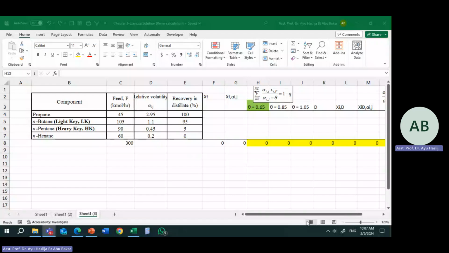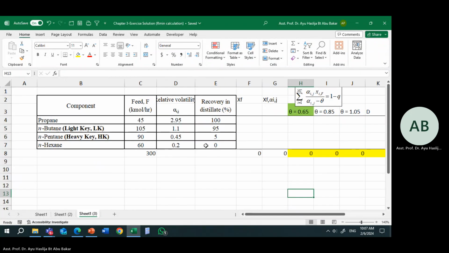Okay. Now this exercise gives you these components. Four components, and it mentions the light key is N-butane, heavy key is N-pentane. What happens if it doesn't mention the light key and heavy key? How do you want to assume?